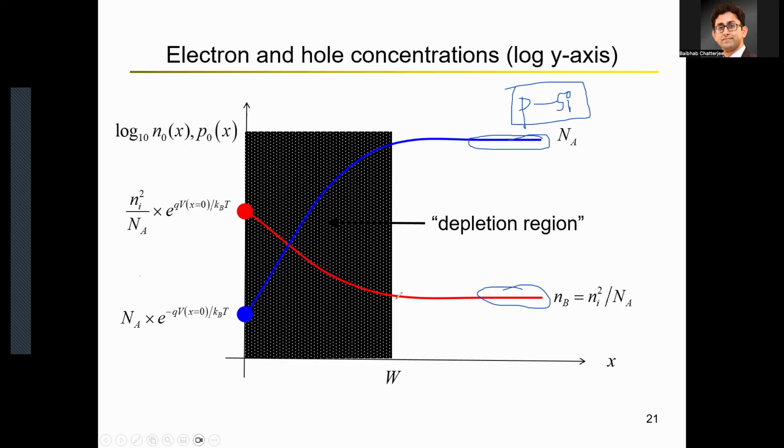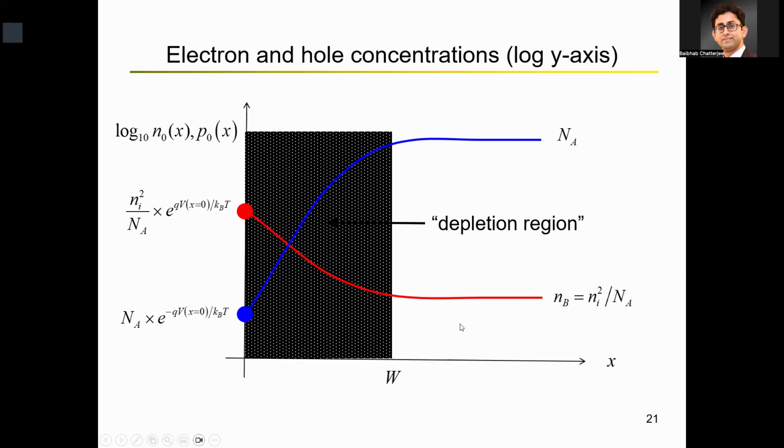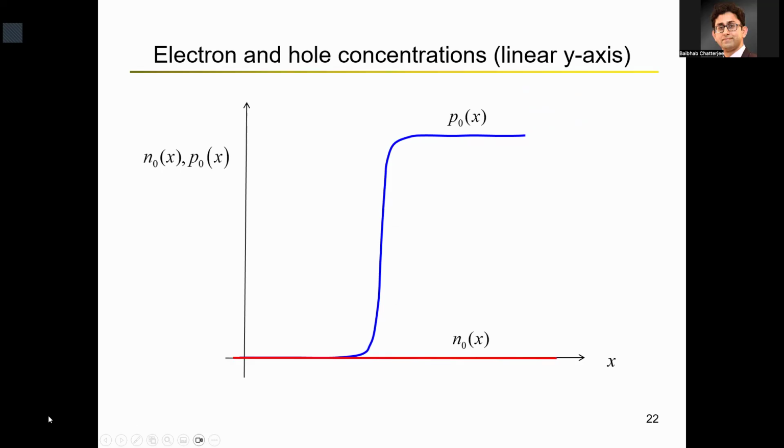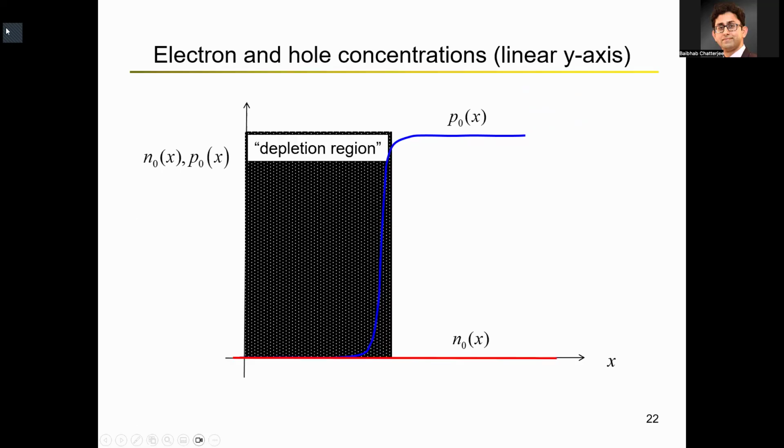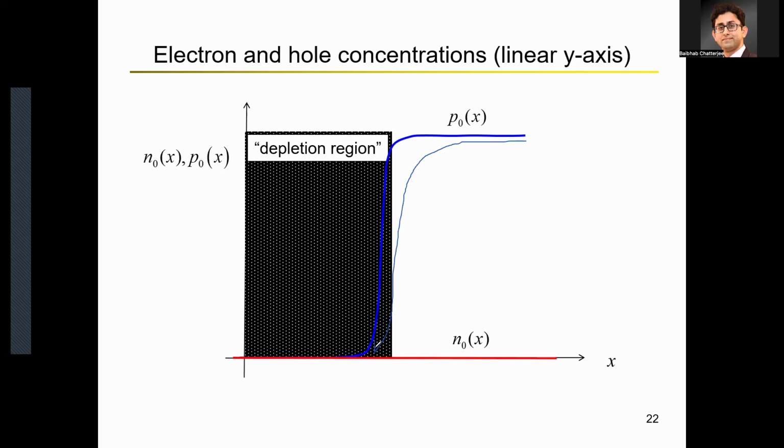What you're doing here is that you're exponentially increasing the number of electrons and exponentially reducing the number of holes. But still, because you started with a very low number of electrons and a very high number of holes, if you plot this in a linear axis, this is what is plotted in a log axis, but if you plot it in a linear axis, this is how it will look like. Your hole concentration will suddenly drop and start dropping exponentially.